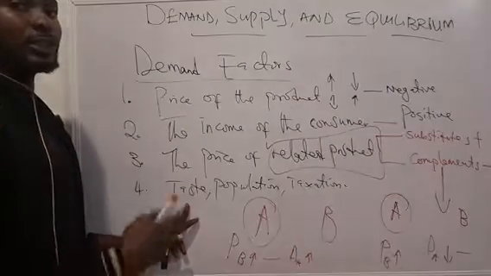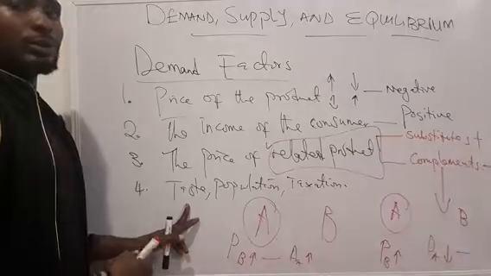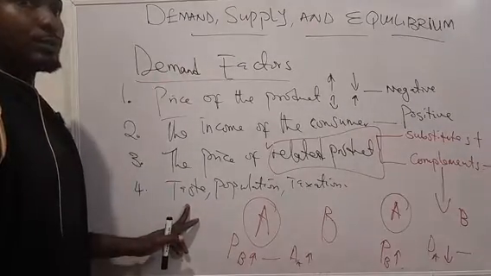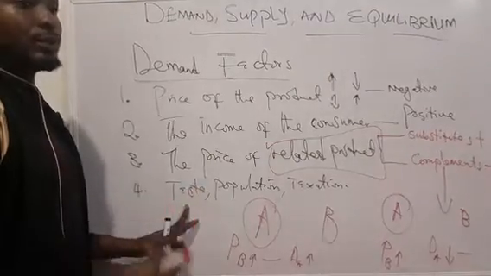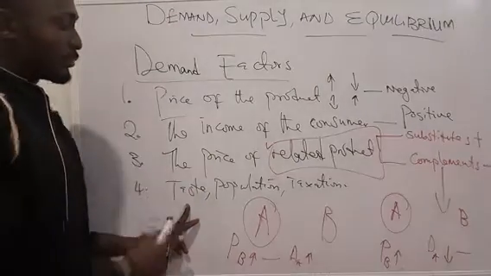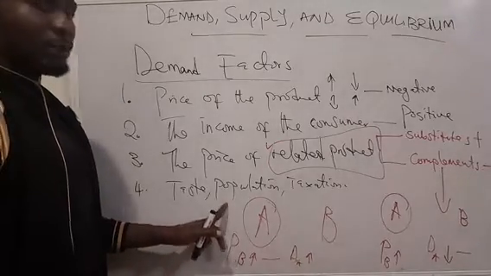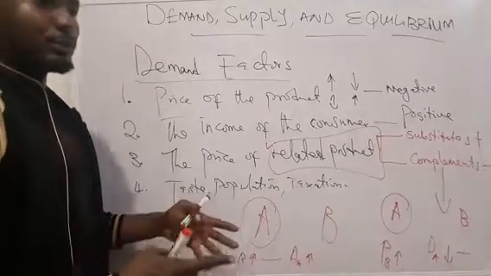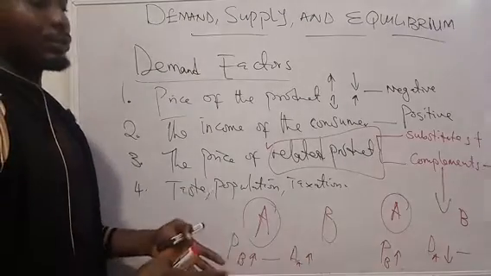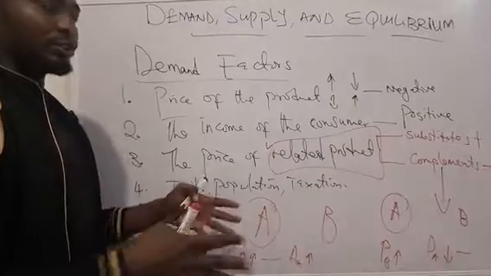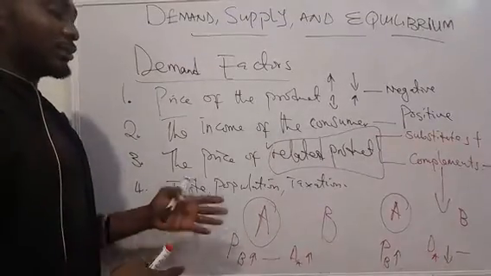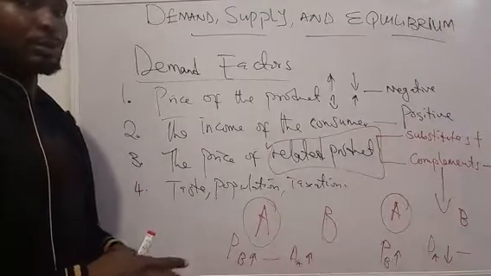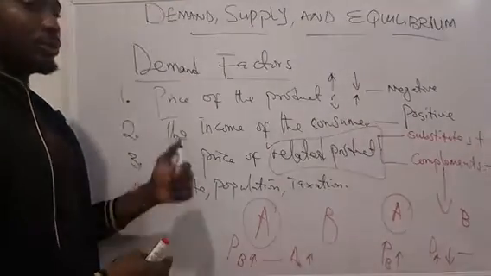Consumers' preference can change in favor of a product or against the product. If the preference changes in favor of the product, then demand for that product goes up. But if it changes against it, then the demand goes down. With population, we refer to the number of people in need of a particular product. If this number increases, then demand for that product will increase. But if the number of persons requiring that product reduces, then the demand goes down.